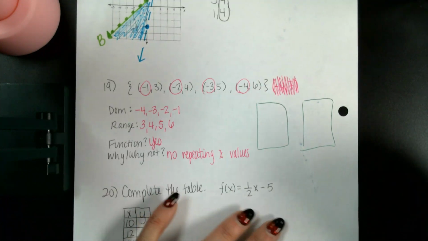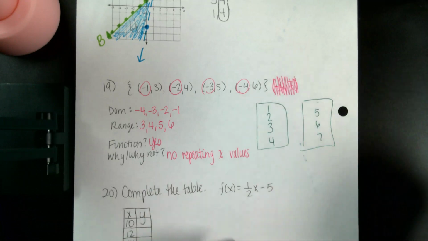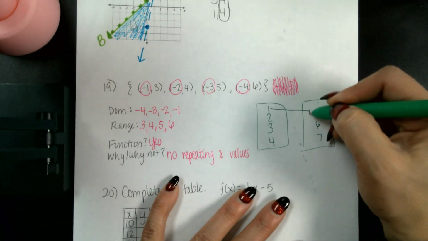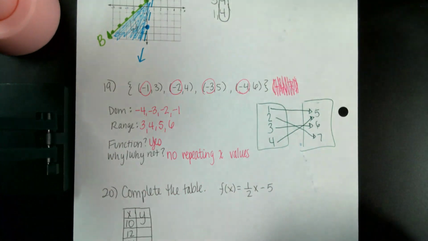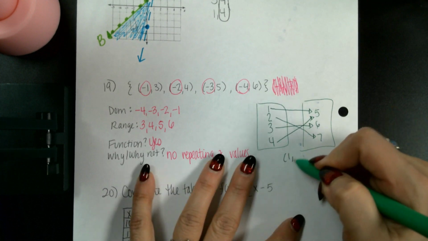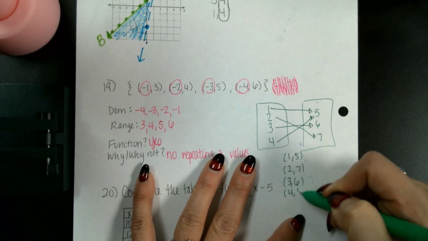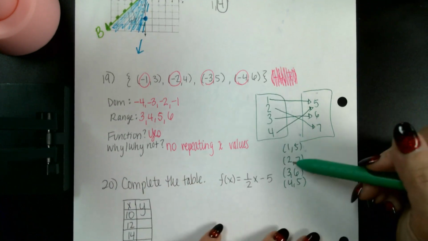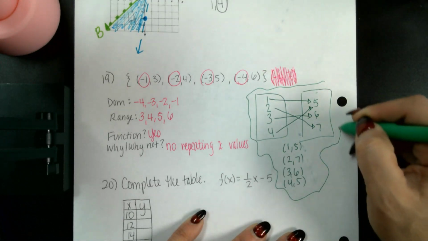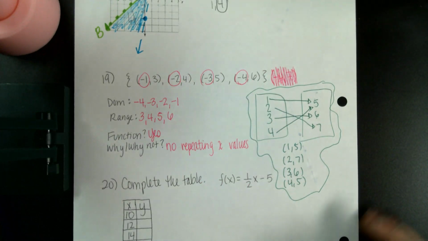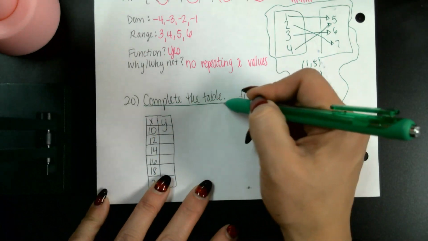You guys remember the mapping diagram? You'll have x values over here, and you'll have y values over here, and it'll show you arrows. So like this one would be 1, 5, 2, 7, 3, 6, 4, 5. This would still be a function because all my x's are different. So you will see a mapping diagram also, okay? All right, so then this last problem, it just says complete the table.